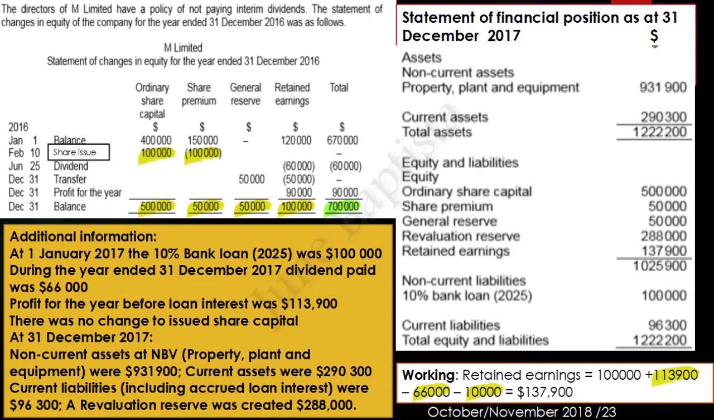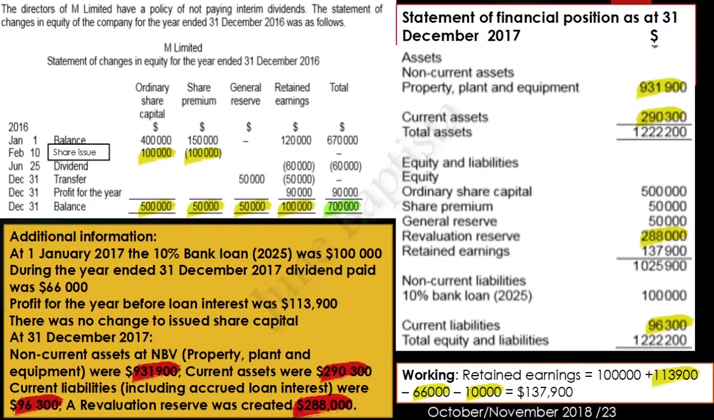There was no change to issued share capital. At 31st December 2017, the non-current assets at net book value, which included property, plant and equipment, were $931,900. Current assets were $290,300. Current liabilities, including accrued loan interest, were $96,300. A revaluation reserve was created to the tune of $288,000.